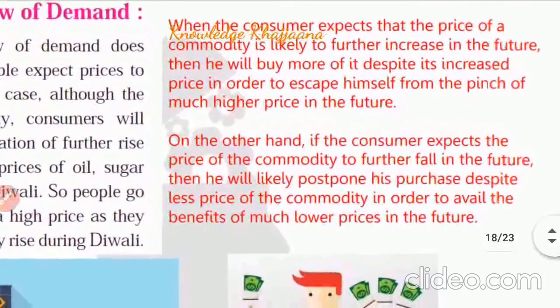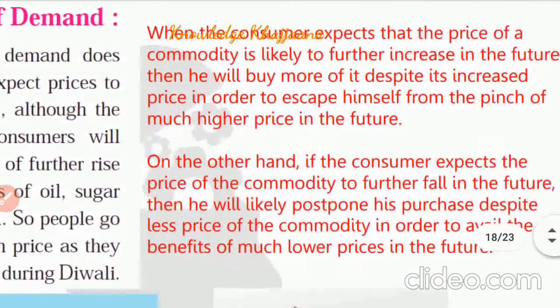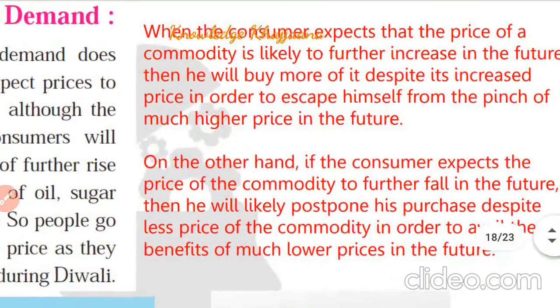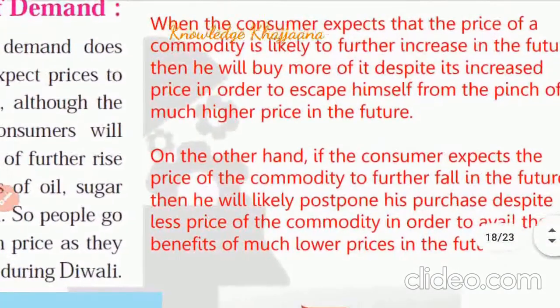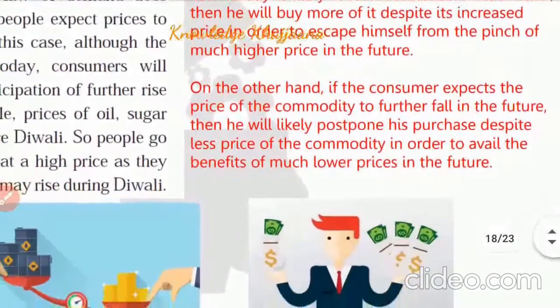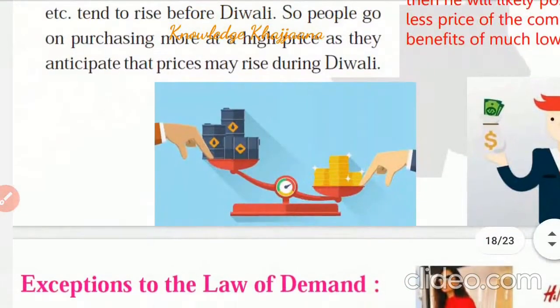On the other hand, if the consumer expects the price of the commodity to fall further in the future, then he will likely postpone his purchase despite the lower price, in order to avail the benefit of much lower prices in the future. For example, at the time of winter, what do we think? The prices of sweaters or woolen clothes will increase. So we purchase sweaters or woolen clothes before the start of winter. Though the prices increase, the demand also increases.